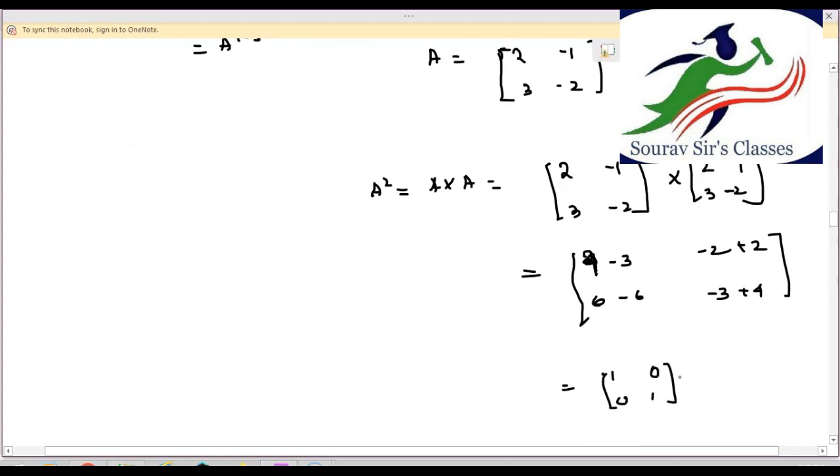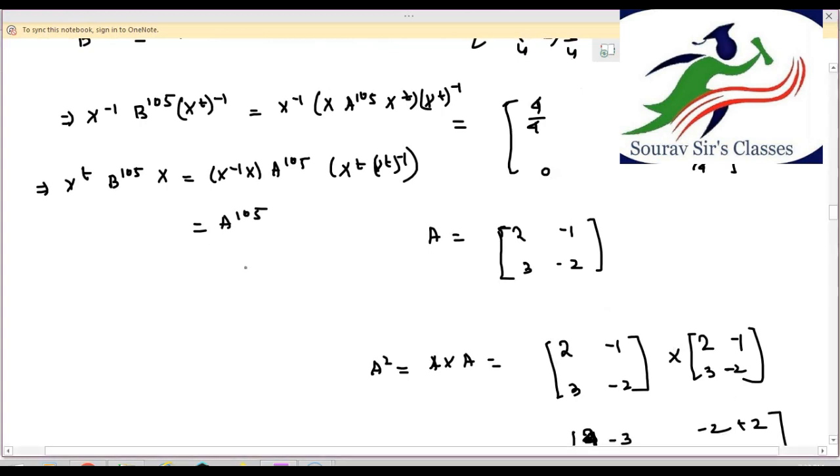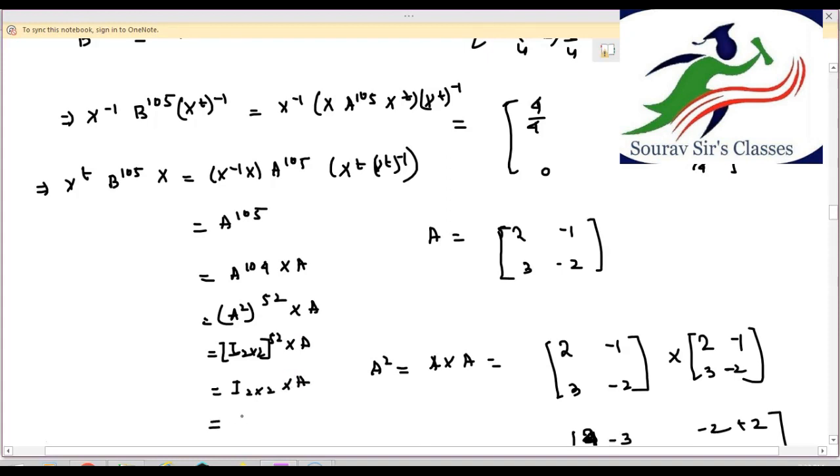Again it has become our 2 cross 2 identity matrix I2, right? So a square is equal to I2. Now I can write a to the power 105 as a to the power 104 into a. Now I can write a to the power 104 as a square to the power 52 into a. Now a square is equal to I2, so it is I2 to the power 52 into a. Now if we multiply identity matrix with identity matrix 52 times, I will get identity matrix again, so it is I2 into a, and if we multiply a with I2, I will get a.